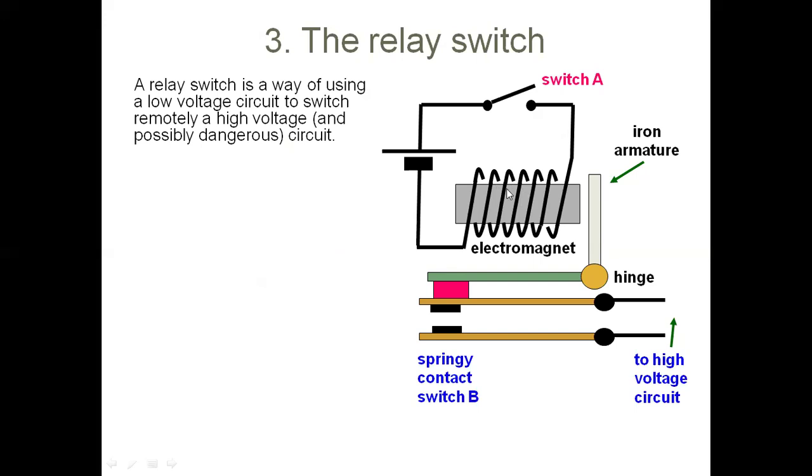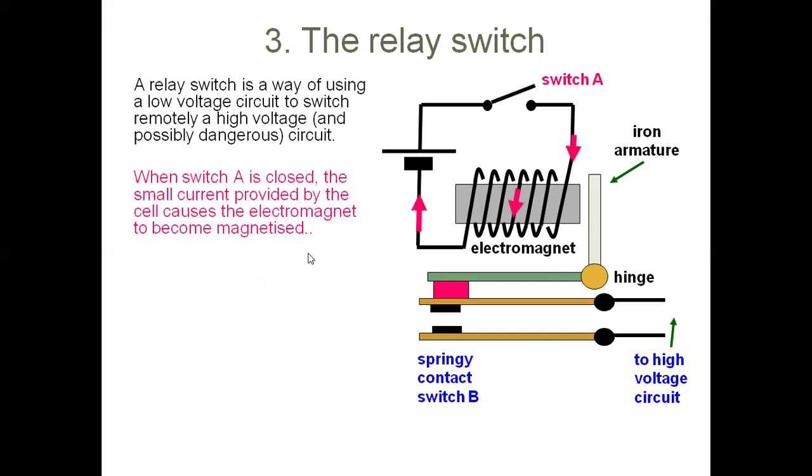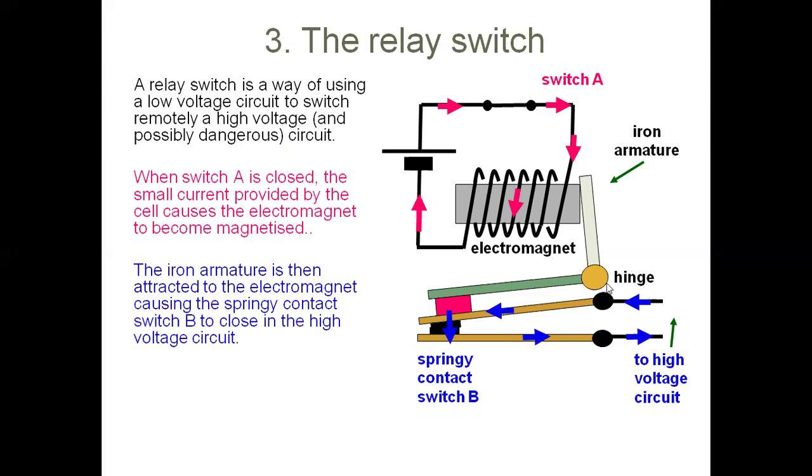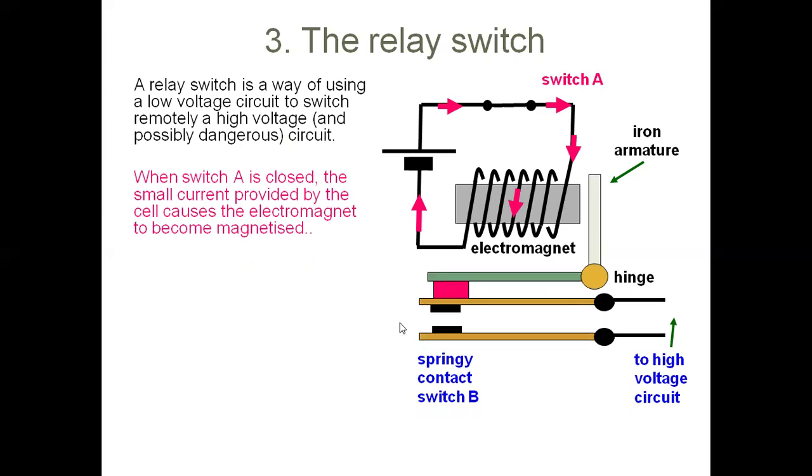So this is the primary circuit which has only one cell, and this is the switch. This is the secondary circuit which is connected to high voltage. This is the iron armature which will be attracted towards the electromagnet when the current is turned on. So when the current is turned on, what will happen? The iron armature is attracted, and this is the pivot, and this is the hinge. So it moves towards the electromagnet. It moves down and closes the switch.